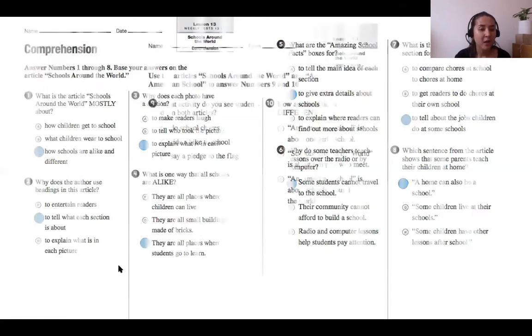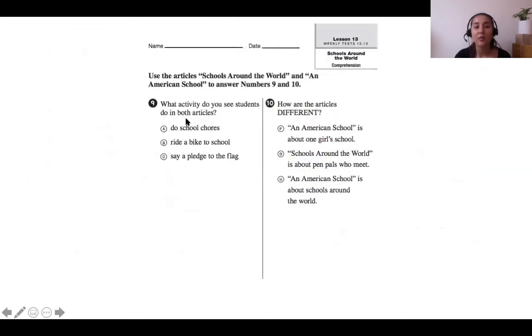Good job. Okay, so then for these two questions, we had to read an American school and refer back to schools around the world. So let's have a look. Number 9, what activity do you see students do in both articles? Let's go for Kitty. I think it's say a pledge to the flag. Good girl. Say a pledge to the flag.